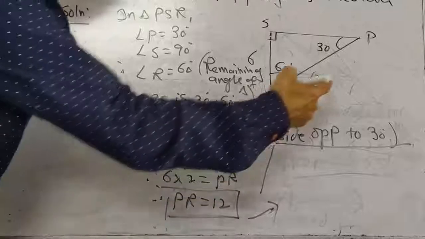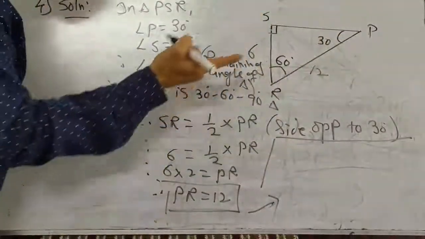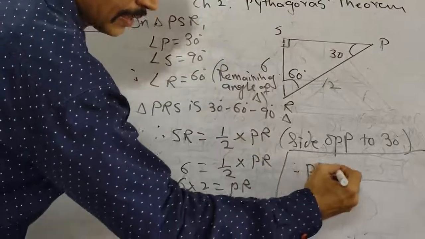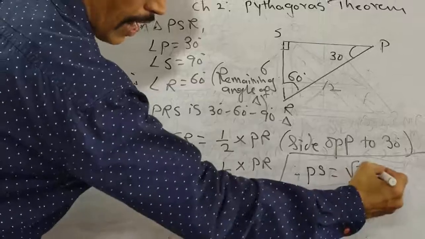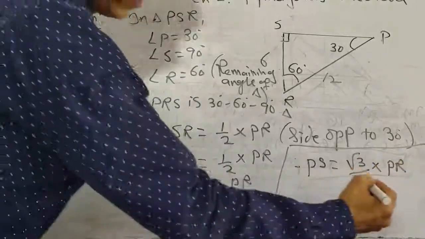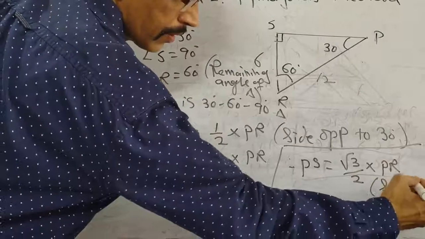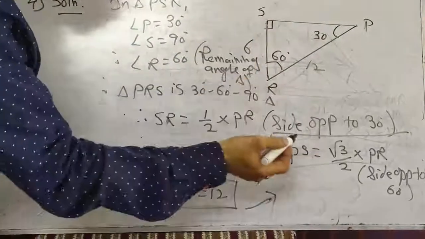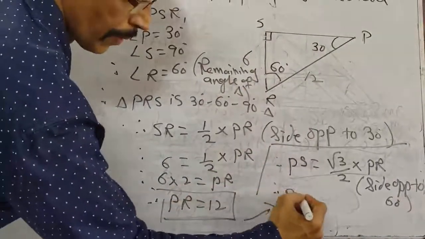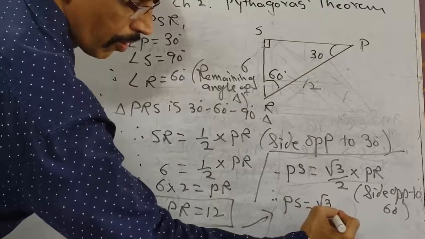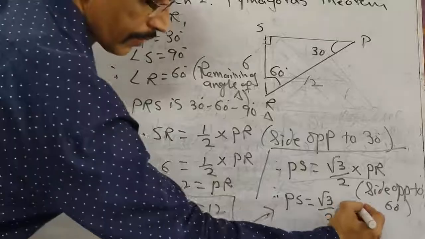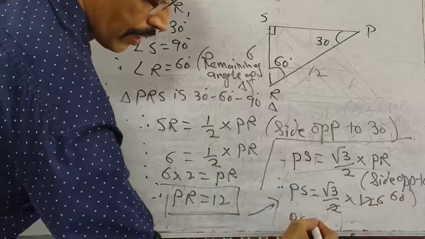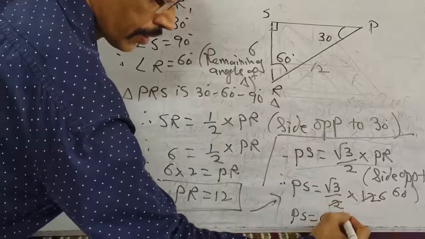Now, after getting the value of PR, we want the PS value. Now you can see 60 degrees here. The side opposite to 60 degrees is PS. Therefore, PS is equal to root 3 upon 2 times the hypotenuse. Reason: the side opposite to 60 degrees is root 3 upon 2 hypotenuse, and therefore PS is equal to root 3 upon 2 into PR, which is 12. 2 ones are 2, 2 6s are 12. So your PS value will be 6 root 3.